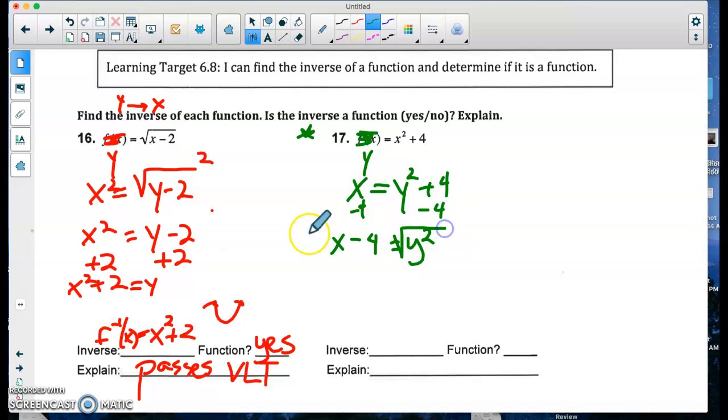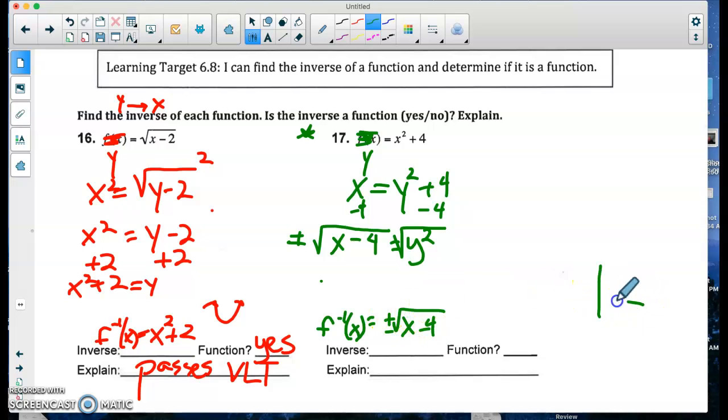And we already saw this. Whenever we square root things, we have two answers. We have a plus minus. I can't take this problem any farther, so we are going to write this in inverse notation. So I have the inverse of our function, and we have the plus minus of the square root of x minus 4.